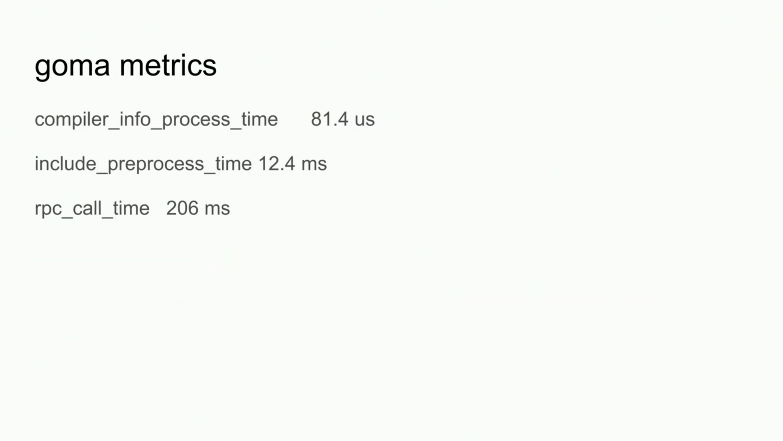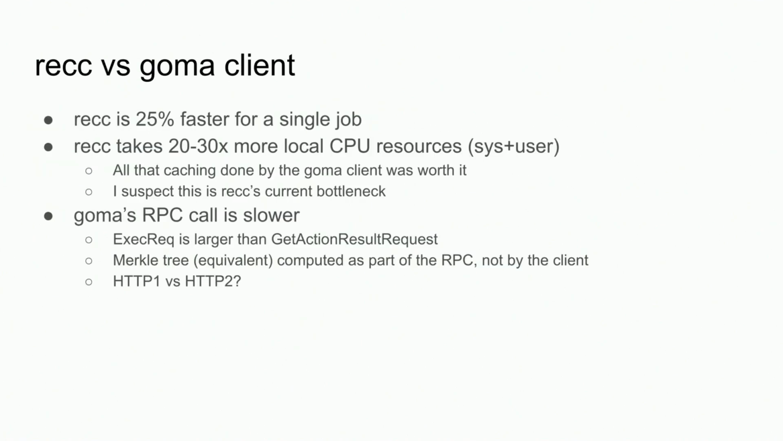And looking at Goma, we can basically see this. The RPC wait time is the bulk of the time here, and everything else it does locally is a pittance in comparison. So I think this is the problem I'm hitting with rec. It takes way more local CPU resources than Goma, and this is probably the bottleneck I'm hitting. And while Goma's RPC call is slower, it's not that much slower, and it's also doing more work on the server side than on the client side.